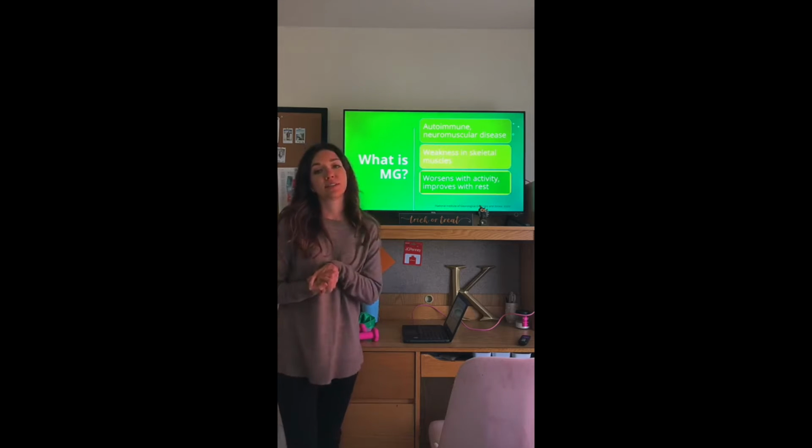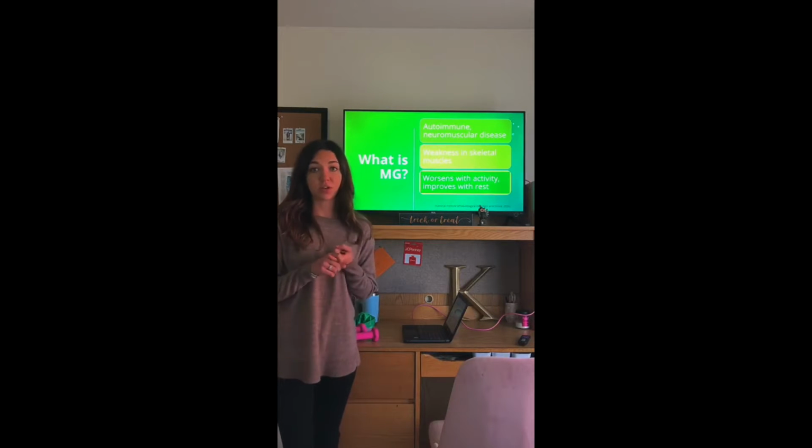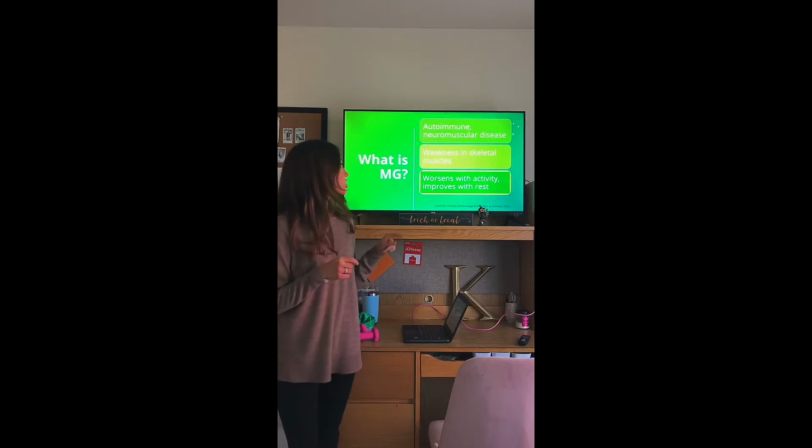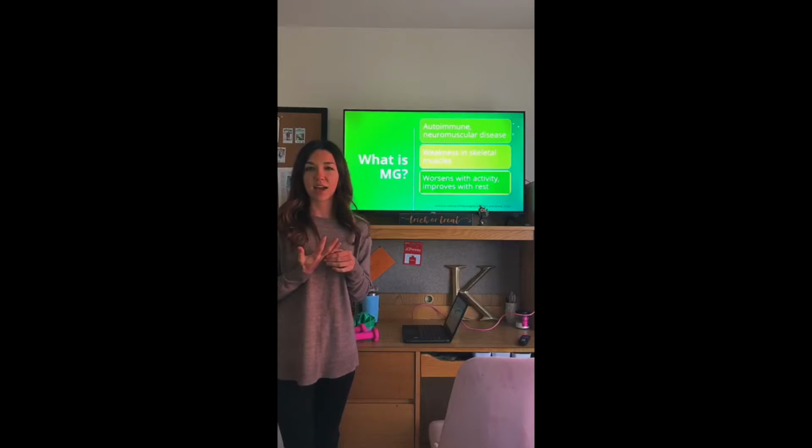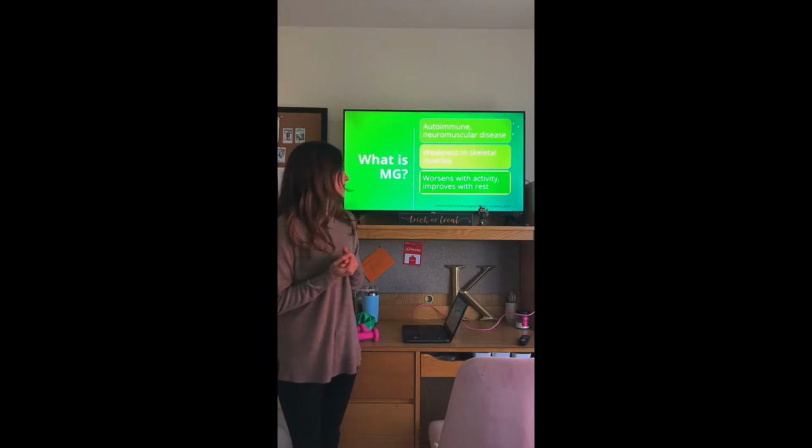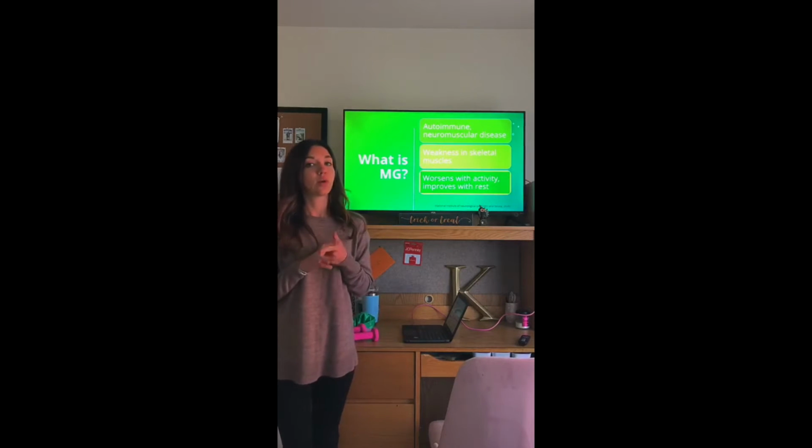So what is myasthenia gravis? It is an autoimmune and neuromuscular disease that is characterized by weakness in skeletal muscle tissue, which usually reflects as just overall weakness and fatigue. And it worsens with activity and improves with rest. Right now, there is not a known cure for MG, but it is pretty manageable if the proper measures are taken.